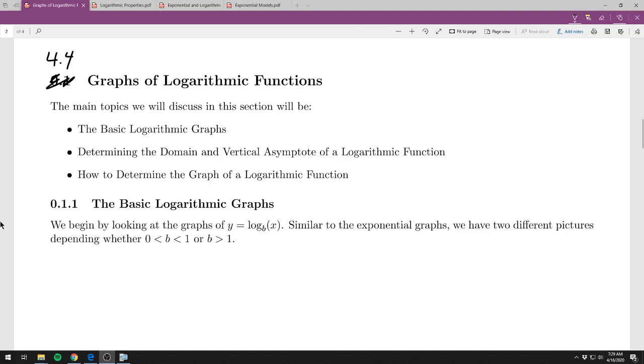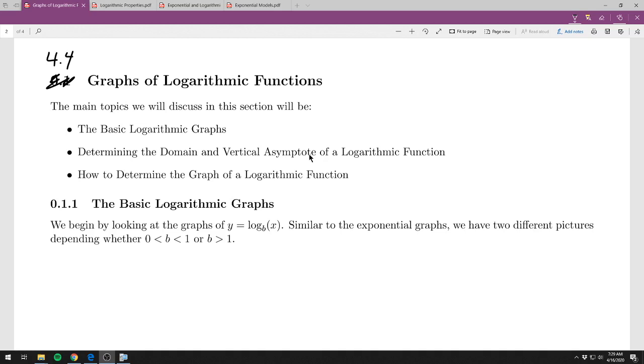This video will be going over section 4.4, which is graphs of logarithmic functions. We'll talk about the basic logarithmic graphs and their properties, very similar to how we did the exponential graphs section. Then, after we talk about the basic logarithmic graphs, we'll notice a couple of important things, which are the domain and the vertical asymptote of a logarithmic function. We'll talk about how to figure those out.